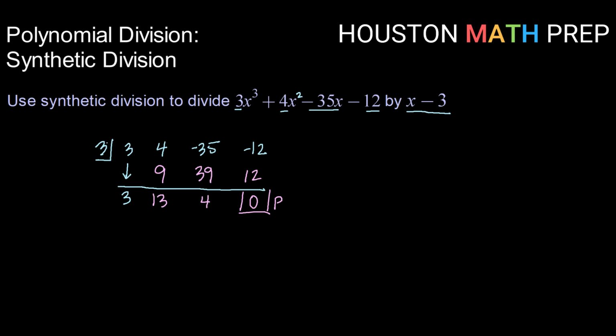This last term over here is always your remainder. So we have a 0 remainder, which means x minus 3 goes evenly into our polynomial. And then each one of these is a coefficient. So this one is going to be our constant. This one will be our coefficient for x to the 1 power. And this one will be our coefficient for x squared. So our answer to our division problem is 3x squared plus 13x plus 4.